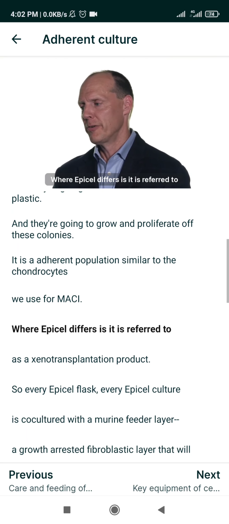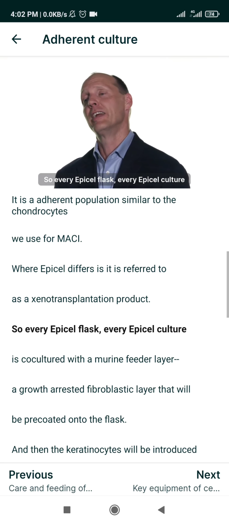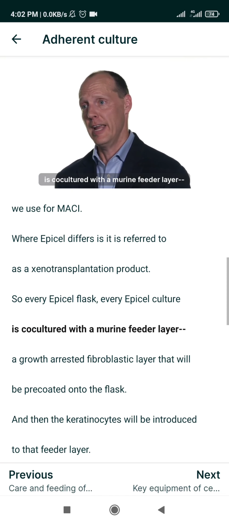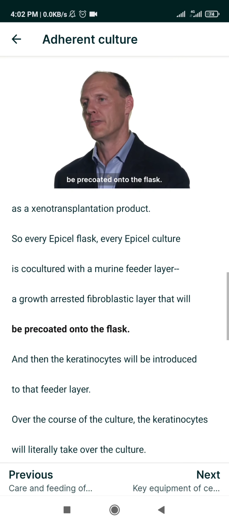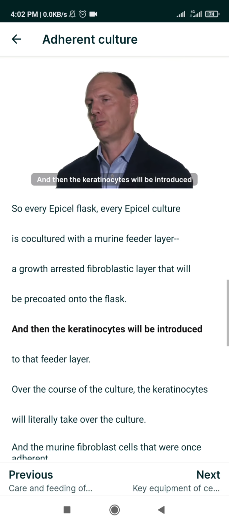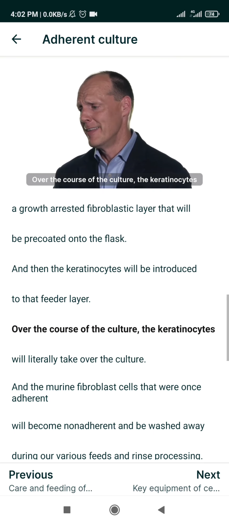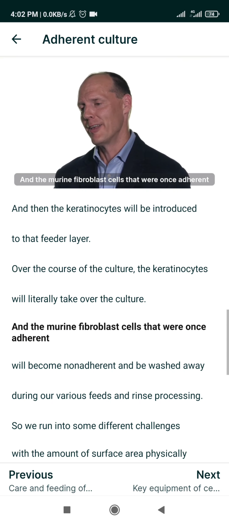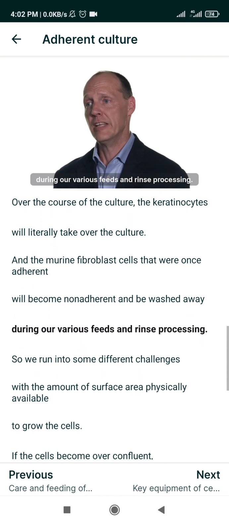Where epicell differs is referred to as a xenotransplantation product. So every epicell flask, every epicell culture is co-cultured with a murine feeder layer, a growth-arrested fibroblastic layer that will be pre-coated onto the flask, and then the keratinocytes will be introduced to that feeder layer. Over the course of the culture, the keratinocytes will literally take over the culture, and the murine fibroblast cells that were once adherent will become non-adherent and be washed away during our various feeds and rinse processing.